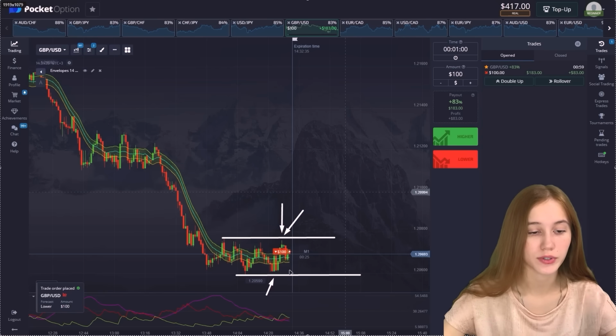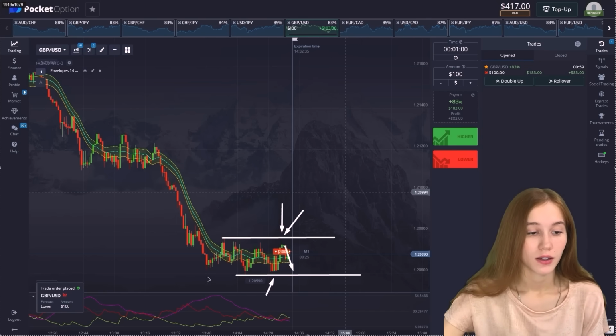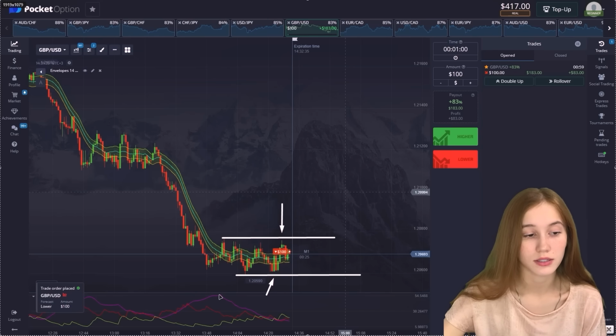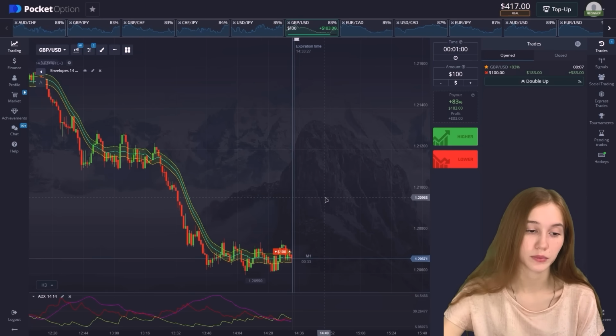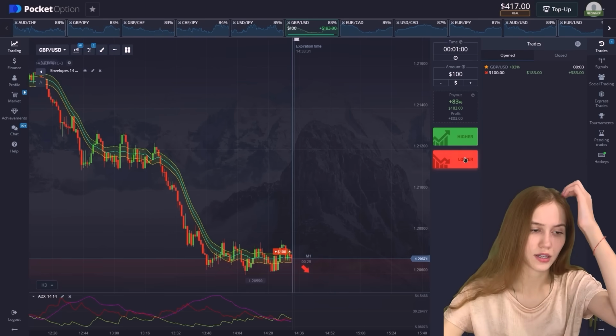We see our first indicator, boundaries, and the purple line shows that this line is decreasing. That's why we up and down. And the seconds, 3 seconds left. And yeah, we're in the black. Profit is $183. And let's move on.